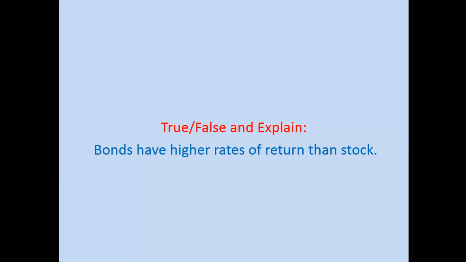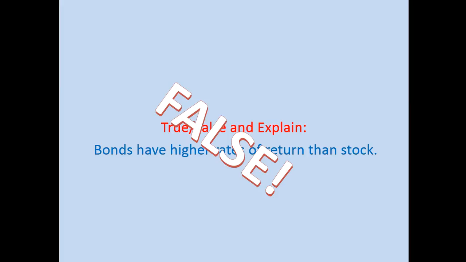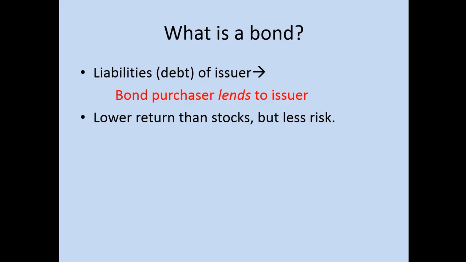So, true, false, explain. What do you think? Bonds have higher rates of return than stock. Well, that would be false. Generally, bonds earn less than stocks do because they're less risky. So, remember how in the last lecture we talked about how bondholders are paid first if a company goes under, and then the stockholders are paid. It's less risky to hold a bond. You get regular interest payments, whereas with a stock, your payments depend on the success of the company.